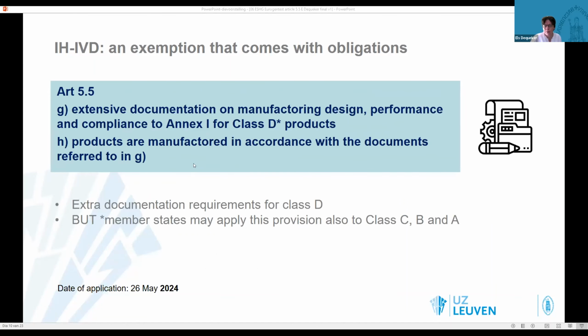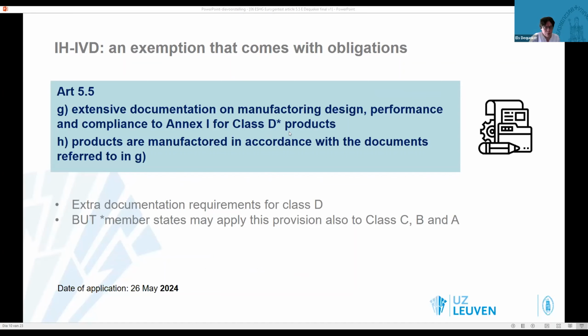The next point is more about Class D, but we have an important remark. In the European regulation, it's mentioned that we need to have extensive documentation on the manufacturing, design, performance, and compliance to Annex 1 for Class D products. Why are Class D products mentioned here?